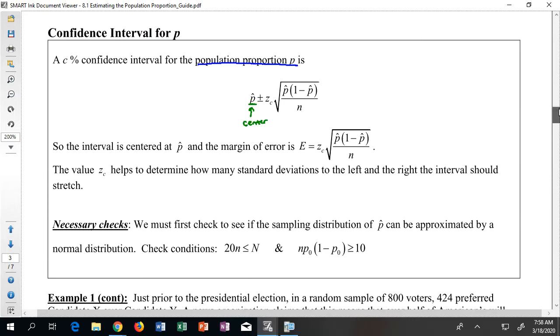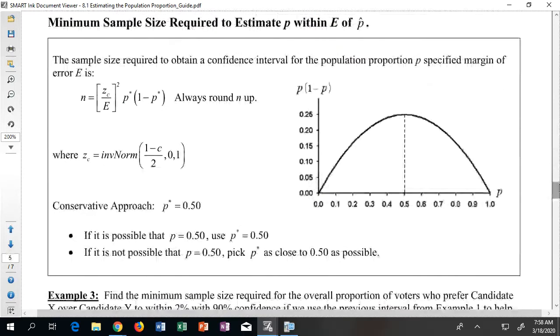So I'm going to go ahead and see down here in this box what exactly this box is proposing that I can do to find this sample size that I need. This is why we state that this is a minimum sample size that's going to be required to estimate p within a certain amount of error.